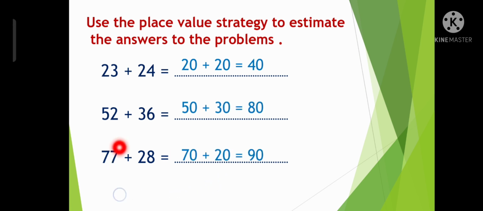The value of 7 in 77 is 70, because 7 is in the tens place, and the value of 2 in the tens place is 20. 70 plus 20 equals 90.